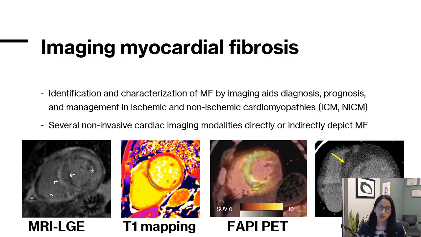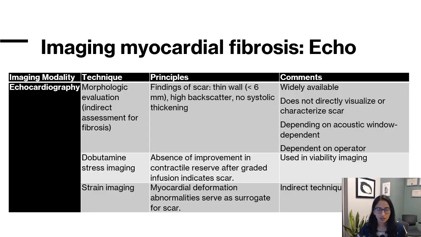Identification and characterization of myocardial fibrosis by imaging aids diagnosis, prognosis, and management in ischemic and non-ischemic cardiomyopathies. Several non-invasive cardiac imaging modalities directly or indirectly depict myocardial fibrosis, and we'll talk about each of these. First and foremost is echocardiography. Echo is widely available. This does not directly visualize or characterize scar. It's also dependent on the acoustic windows as well as the operator. Various techniques are available, among which dobutamine stress imaging is used for viability assessment.